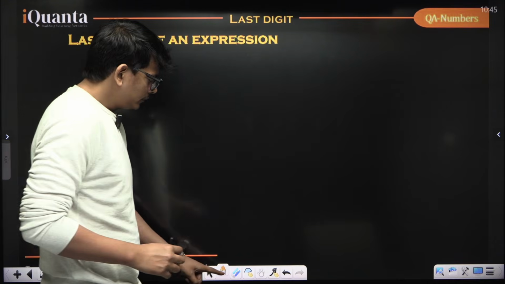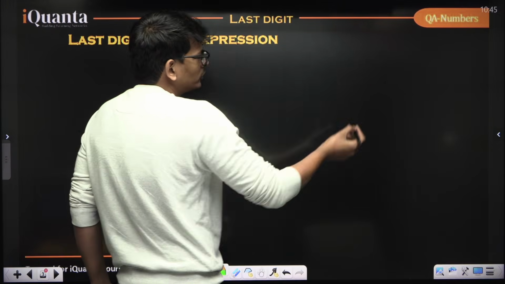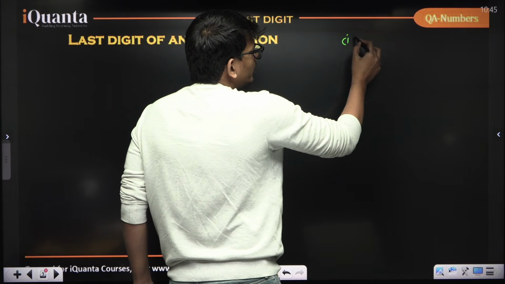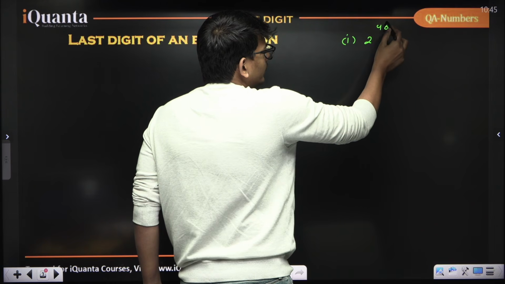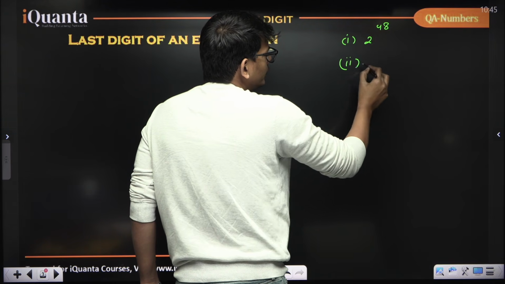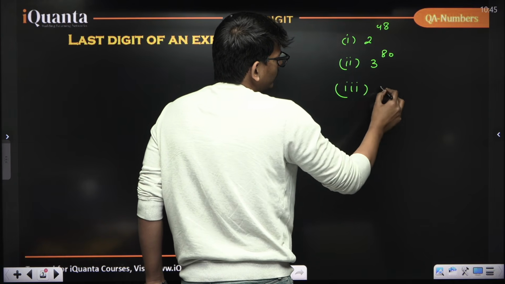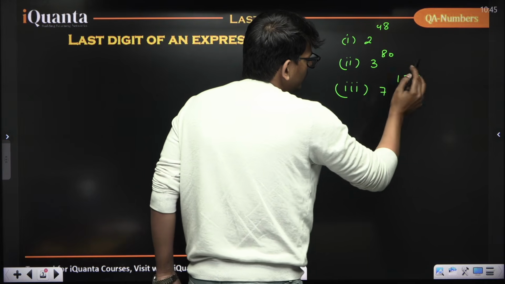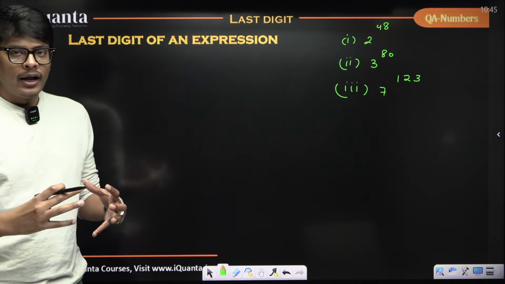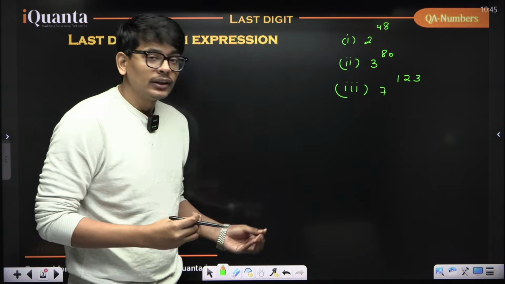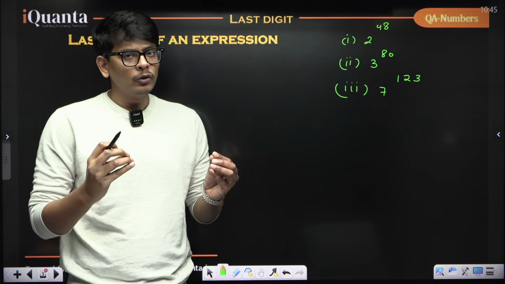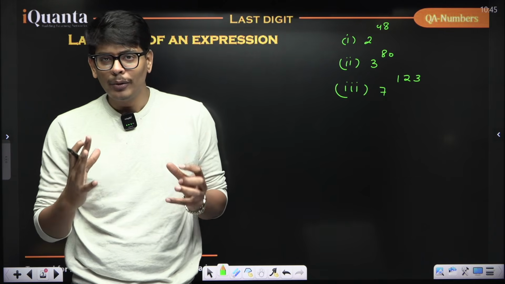Problems like, suppose someone asks you what will be the unit digit of 2 raised to the power 48, 3 raised to the power 80, 7 raised to the power 123, something like this. If such a question comes in the exam, how do we solve it? To understand that, we need to find out the pattern.